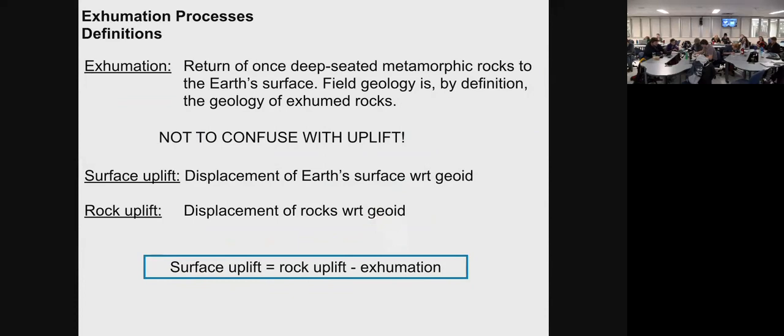So let's do a simple exercise here. I'm just going to try to put myself in front of the camera. If you put your hands like this, four fingers, the top of my fingers is the geoid.